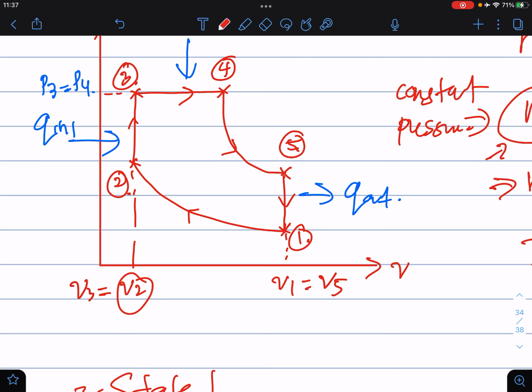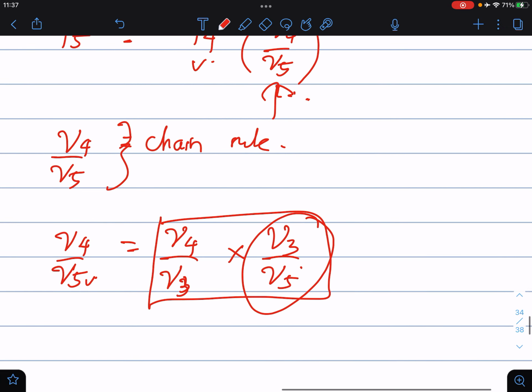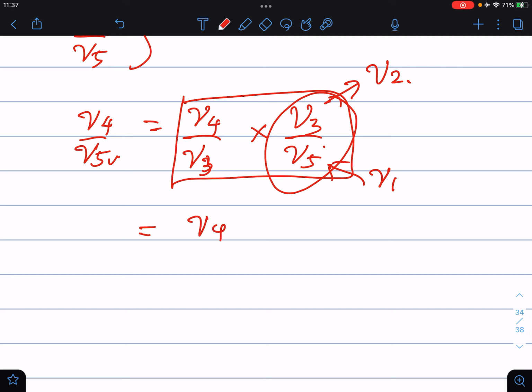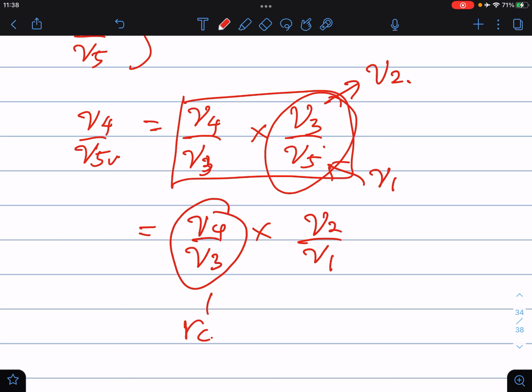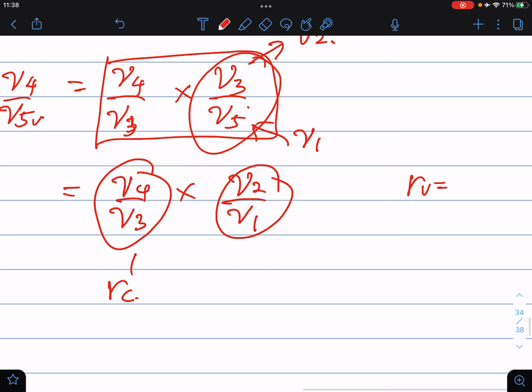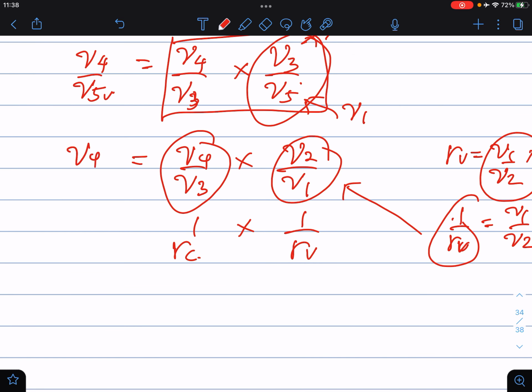So I just change the symbol with another point. 3 with 2, 5 with 1. Okay, so look what happened here. V4 over V3 times V2 over V1. Okay, so this is your cutoff ratio, RC. How about this one? It relates with the compression ratio. So your RV basically is V1 over V2. If we want to get V2 over V1, this is just the reciprocal, 1 over RV. So I just change here, multiply with 1 over RV. So then you can get the ratio of V4 over V5.